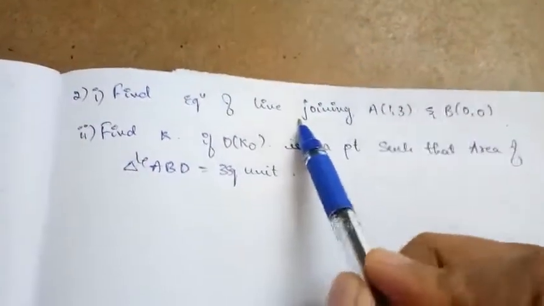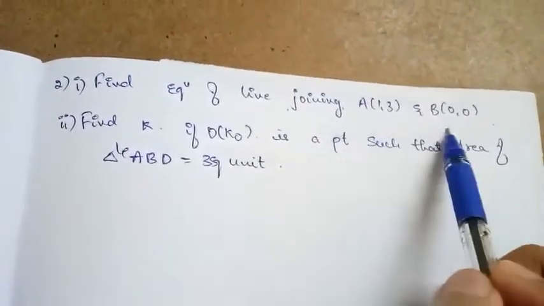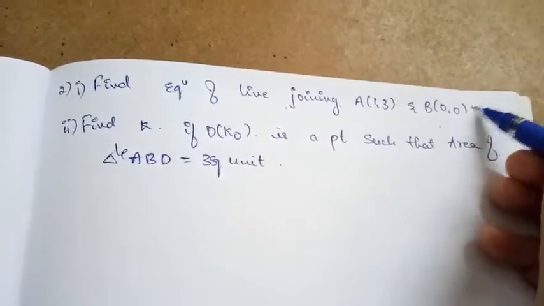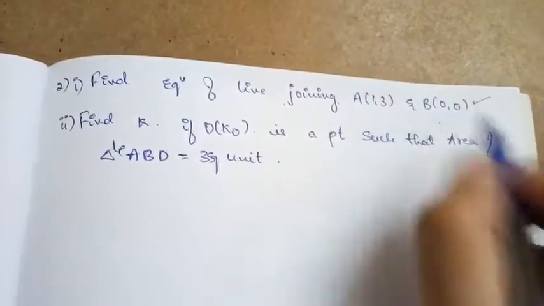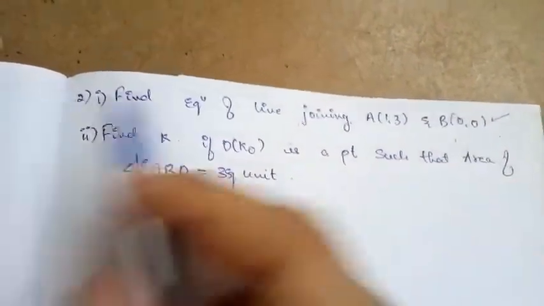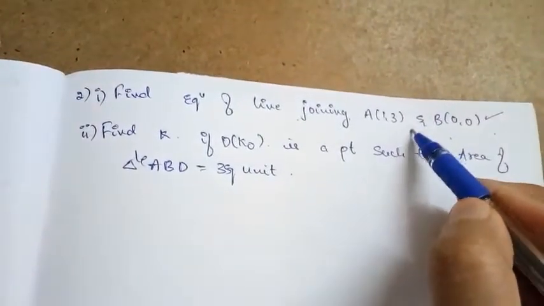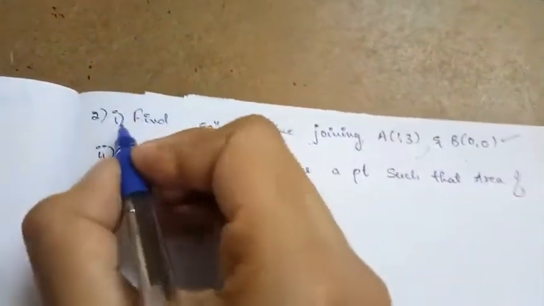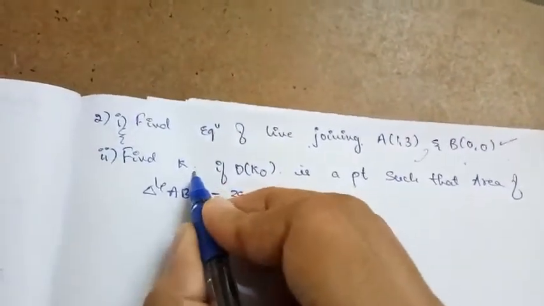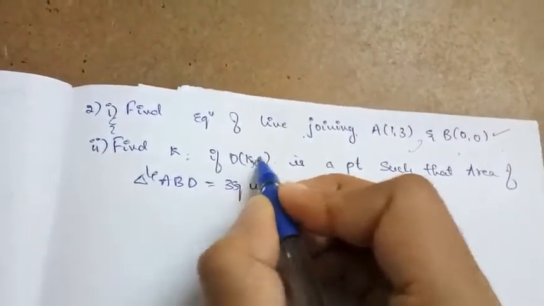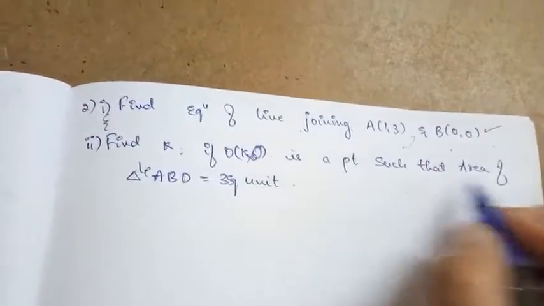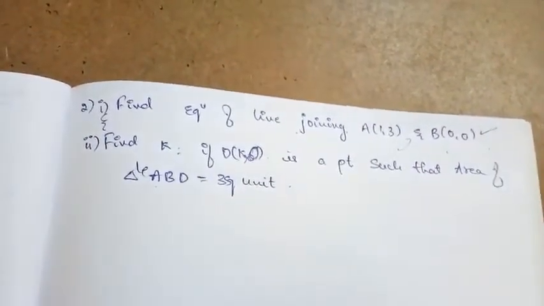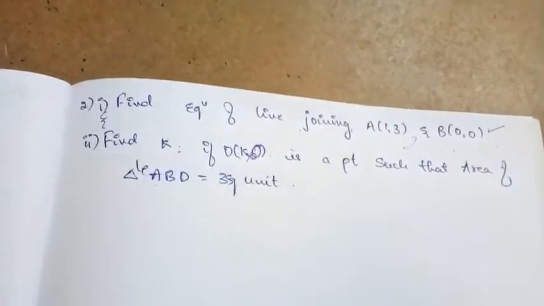What the question is saying is, find the equation of the line joining these 2 points. So we need to find the equation of the line which has these 2 points. The question continues: after finding the equation of the line, we need to find the value of k if D(k, 0) is a point such that the area of the triangle ABD is equal to 3 square units.